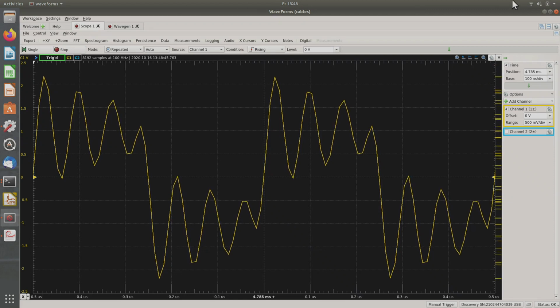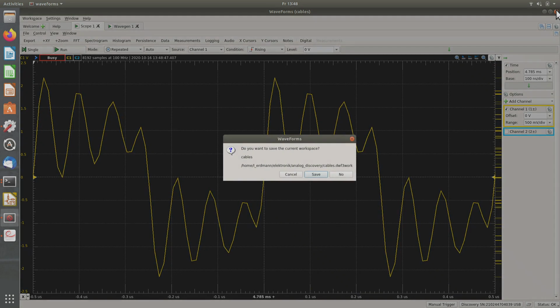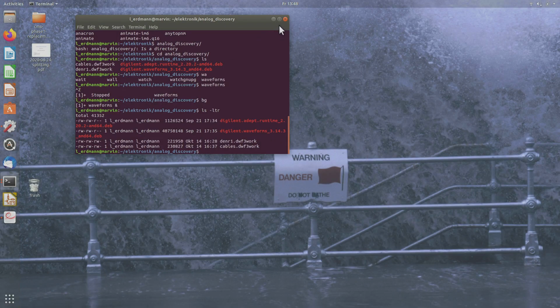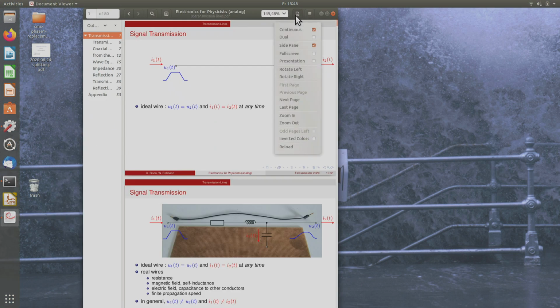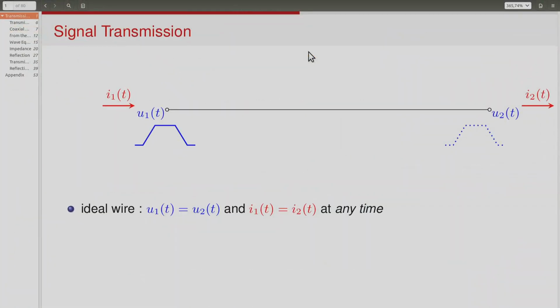Okay, now I need to switch back. Yes. Can you see the cursor? Okay. So this is what I meant.